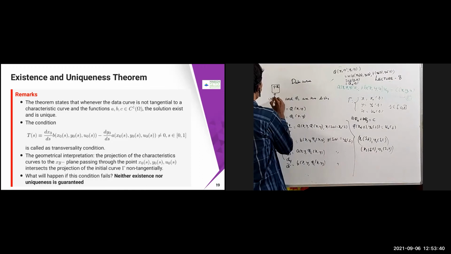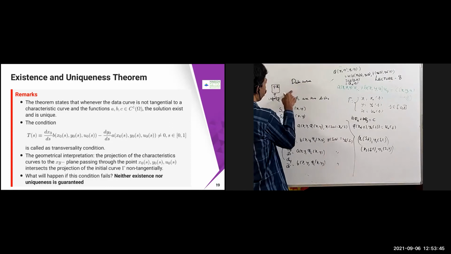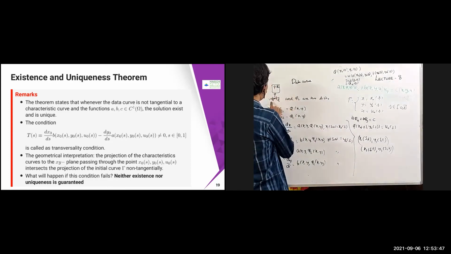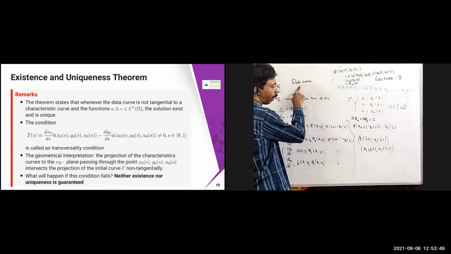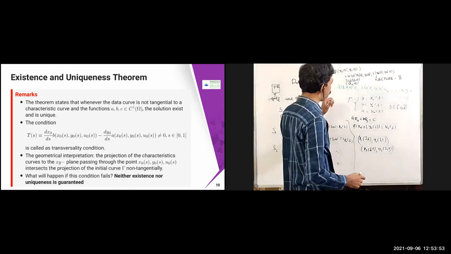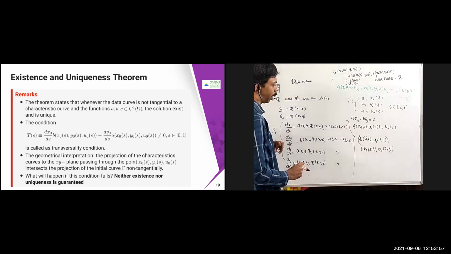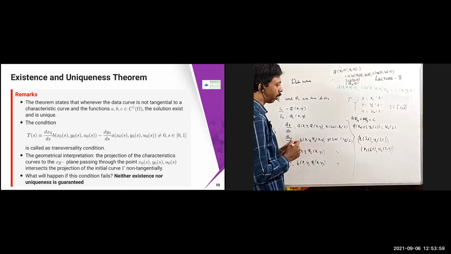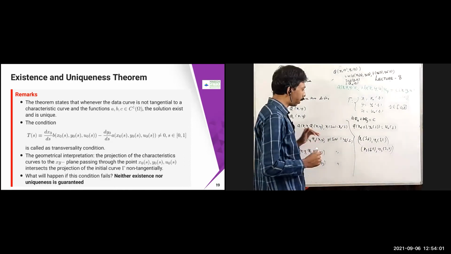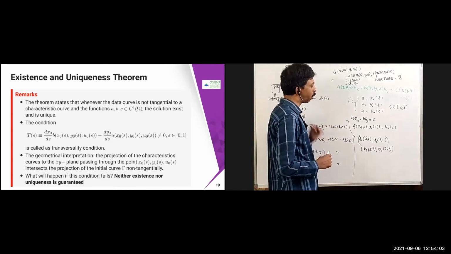Okay, this input you have to provide, that is, it can be an initial condition or boundary condition. According to that, you will be obtaining the answer. So this input I give as a data curve. Whenever there is a data curve which is not tangential to the characteristic curve, then the existence of the solution is going to be unique.